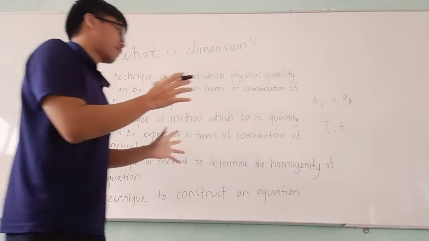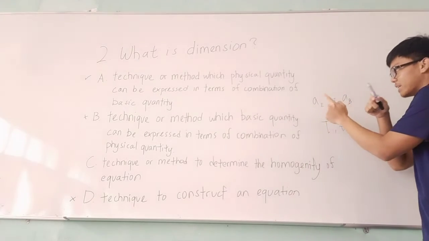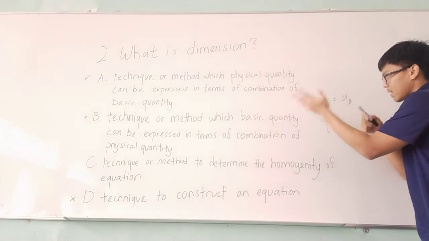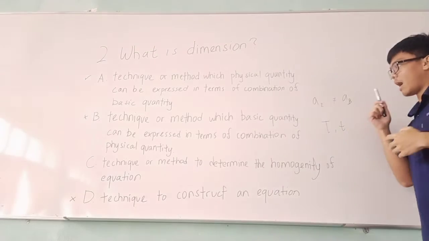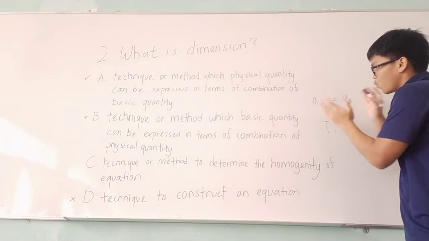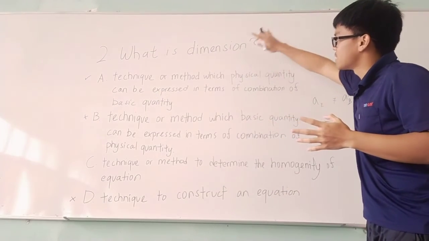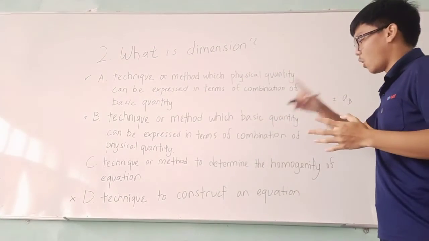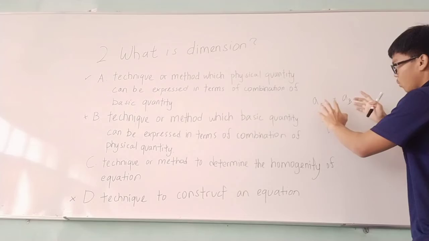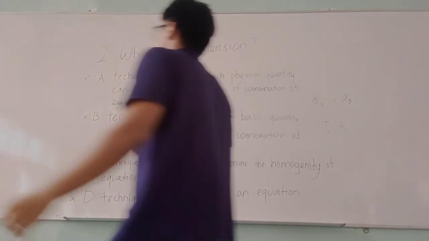Okay, like I said before, homogeneity means trying to find whether the basic quantities of the left hand side and right hand side are equal. However, that's how you find homogeneity, not what is the meaning of dimension. Dimension basically means you are breaking down apart, not trying to find whether it is the same or not. So because of that, we already know the answer is A.